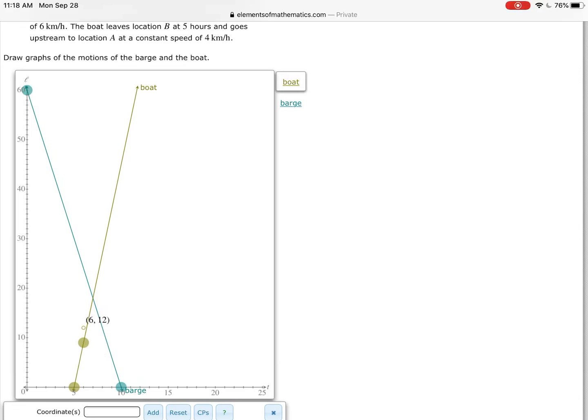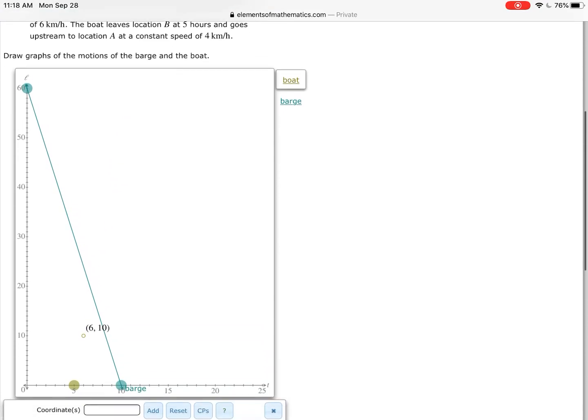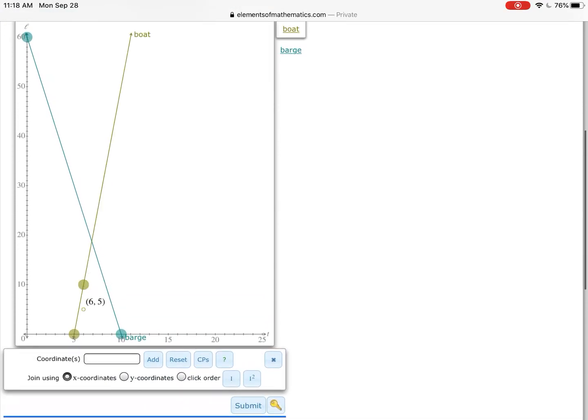So 5, 0, 6, 10 should be a point, right? Because if it's going upstream at 5 kilometers per hour, it should look something kind of like that. Oh, wait, not 5. Oh, I misread. If I did this, it's going 10 kilometers an hour. That's no good. It says it's going 4 kilometers an hour. Whoa, that's going to be much, much less. So we should really have this point down here. There we go. That makes sense.